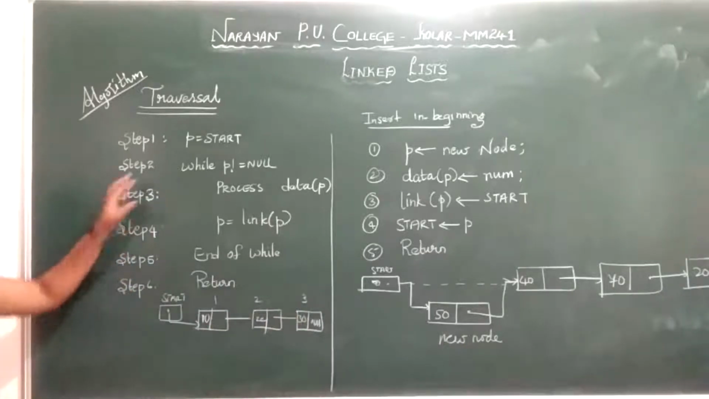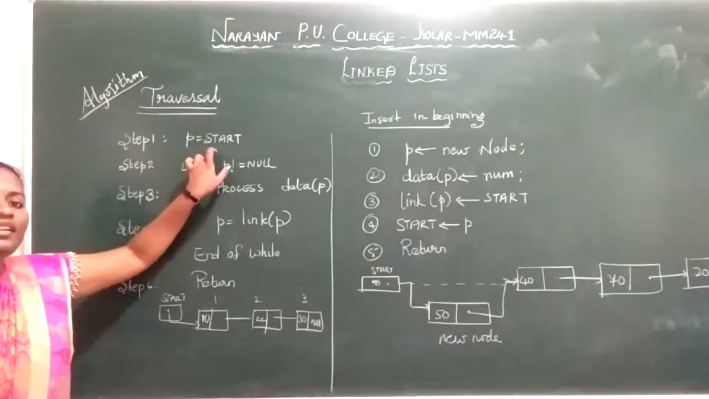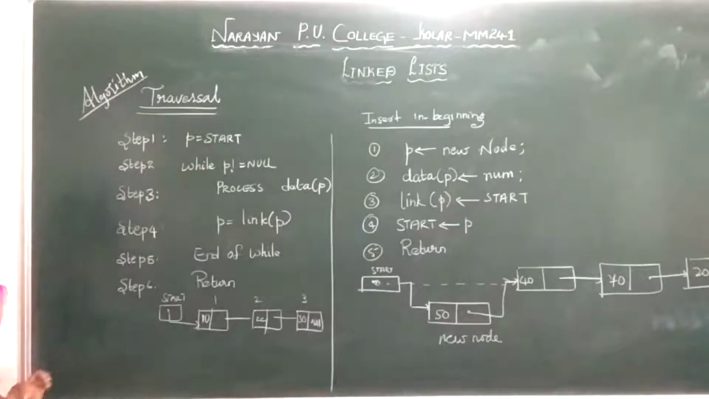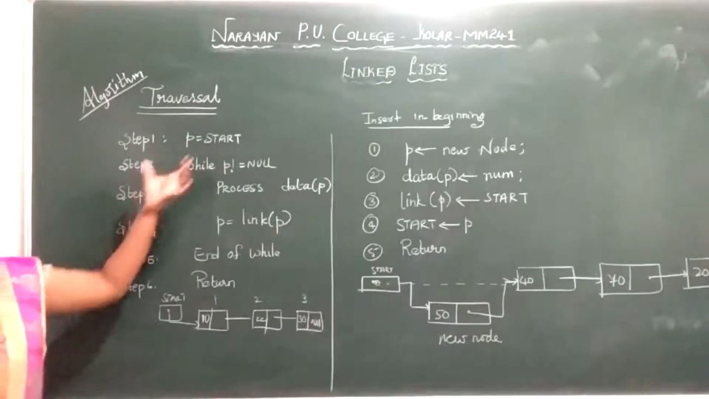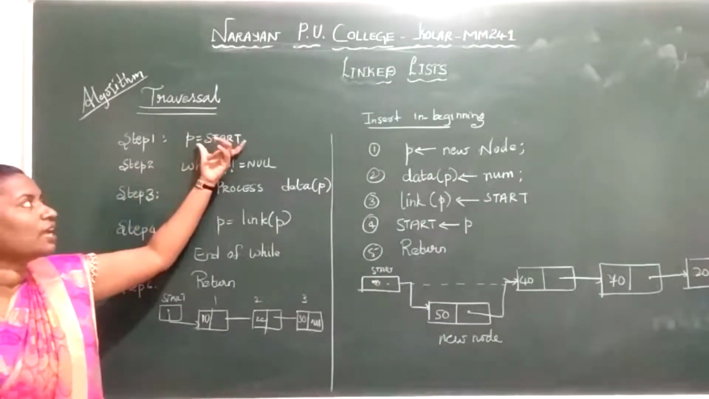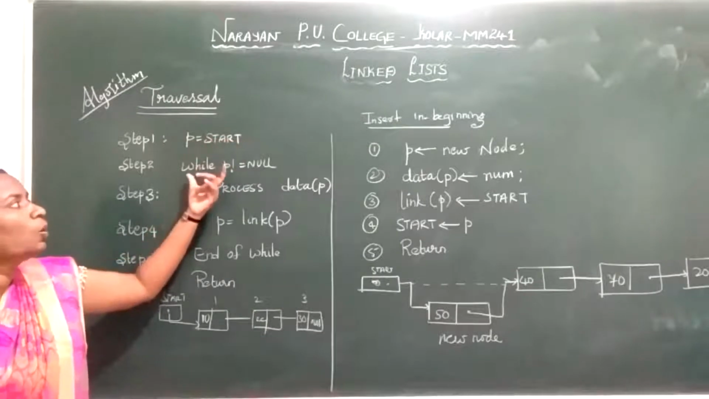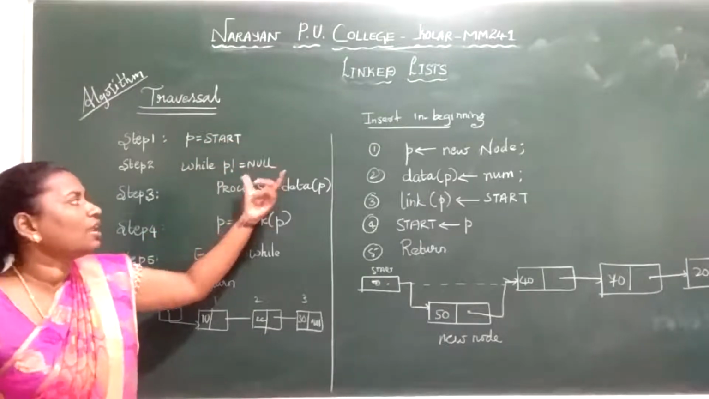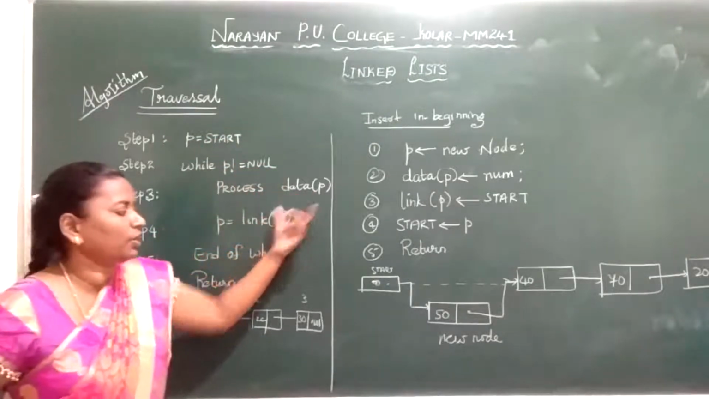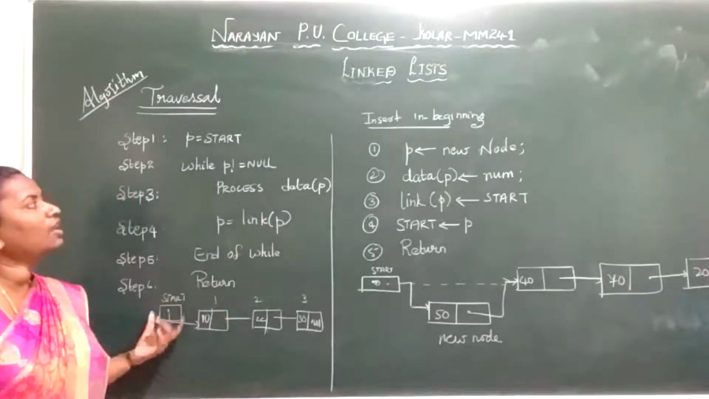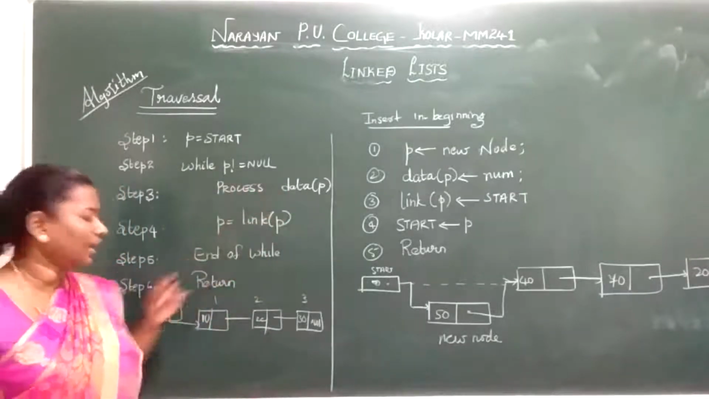So what does your start contain? Start contains the address of your first node, which I am giving to P. So what does my P contain? The address of the start node, that is the starting node. While P is not equal to null, process data of P. Till P becomes null, we keep on processing the data of P.